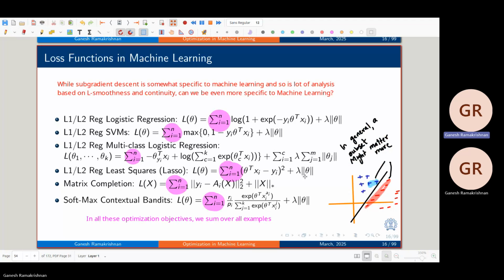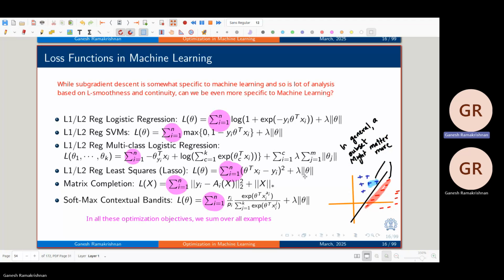And the summation is over indices of data points. So that's what is characteristic of machine learning. If you have done a basic ML course, you also know that not all points matter equally. Support vectors, in the case of support vector machines, are those points lying on the supporting hyperplanes, right? And they can help define the supporting hyperplane in turn.